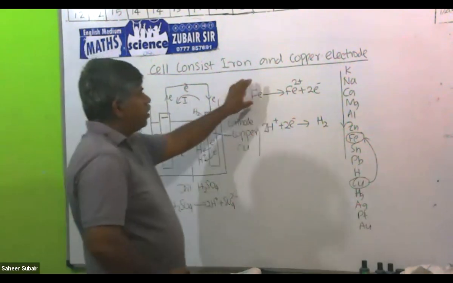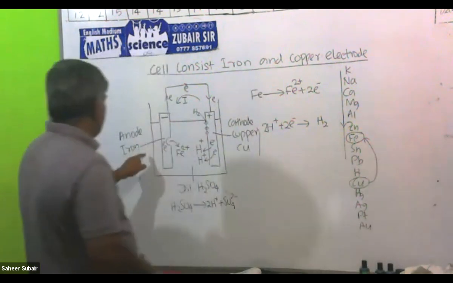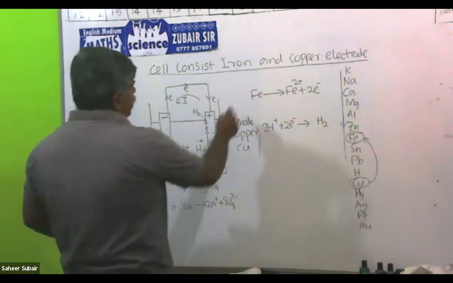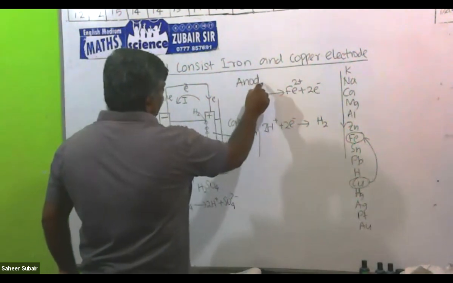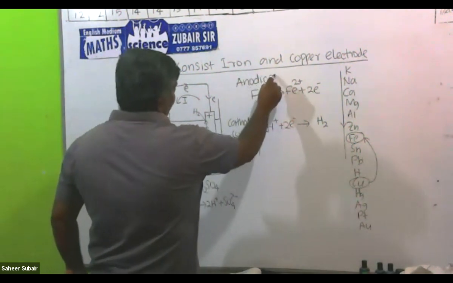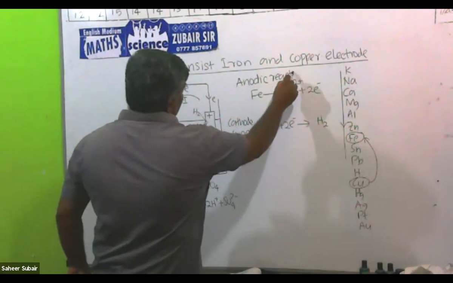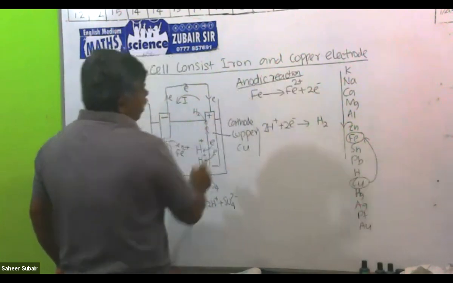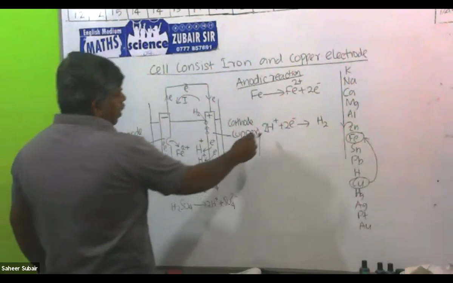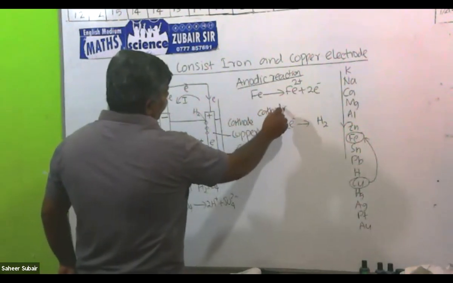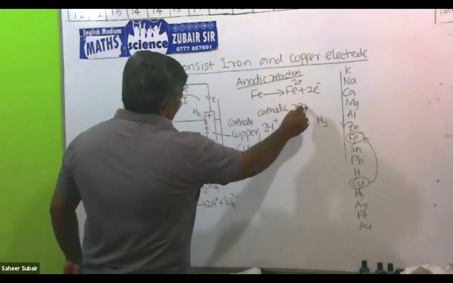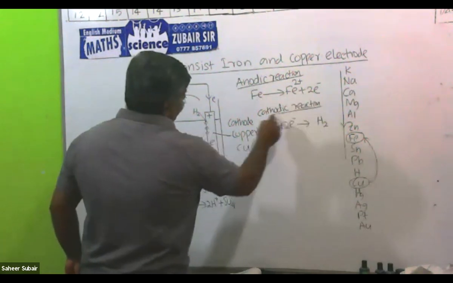Then this is the reaction that occurs in the iron. That means now iron is named as anode. Because of that, this is the reaction that occurs in the anode. So that is called anodic reaction, or the reaction that occurs in the anode. This is the reaction that occurs in the cathode. Because of that it is called cathodic reaction. So anodic reaction and cathodic reaction.